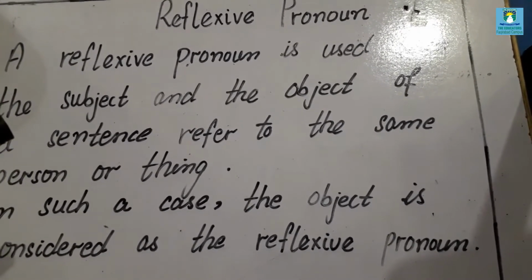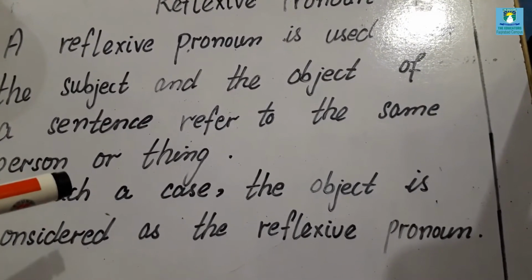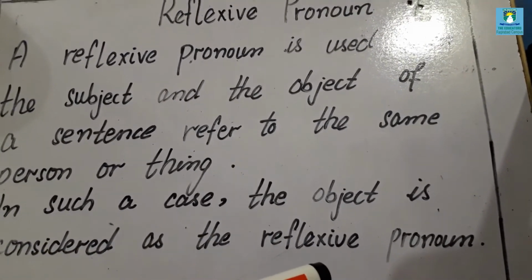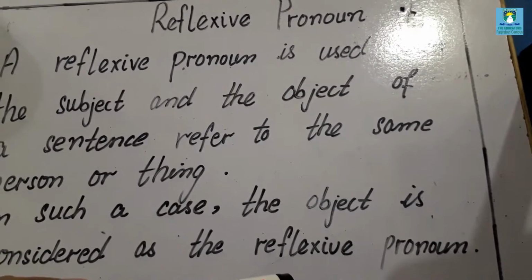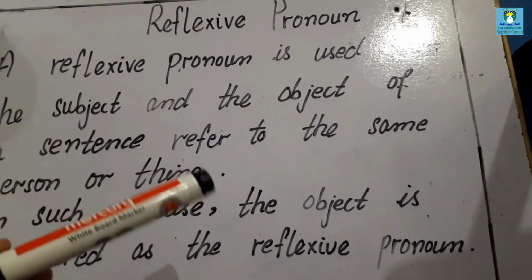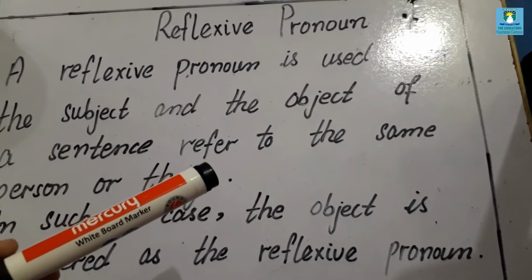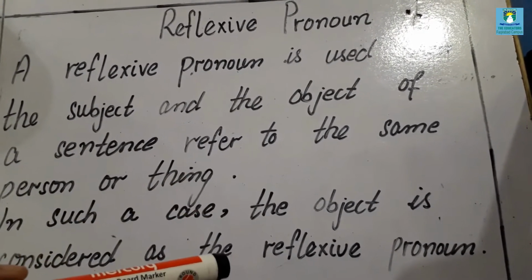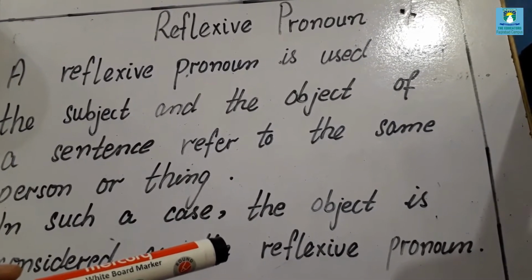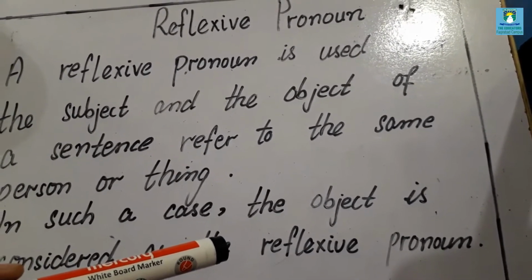Okay? In reflexive pronoun, the subject and the object refer to the same person. In such a case, the object is considered as the reflexive pronoun. So, I think you will be able to understand it once I give you an example. So, let me give you an example of how a reflexive pronoun is used for referring to the subject and object as the same. So let me show you an example.